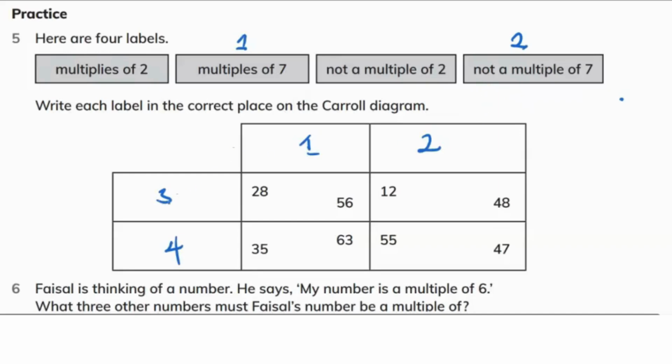So let's go to 3. 3 represents row 3, right? Row 3, we have the numbers 28, 56, 12, and 48. Okay. And these numbers are all multiples of 2. So I can just label my 3 as multiples of 2. And since this is the last one, the only one that hasn't been labeled, which is not a multiple of 2, I can just go ahead and label it as 4.